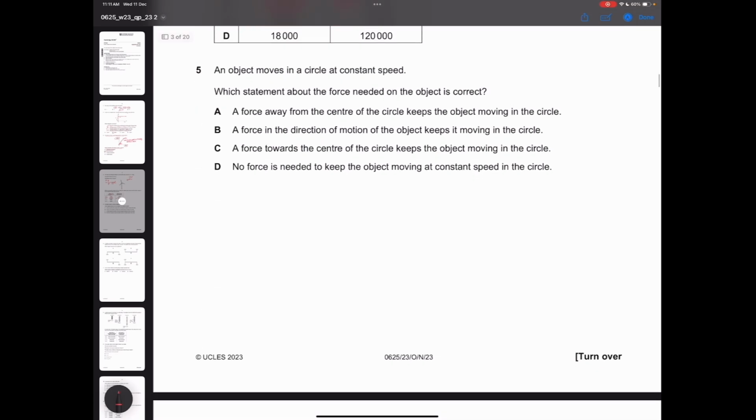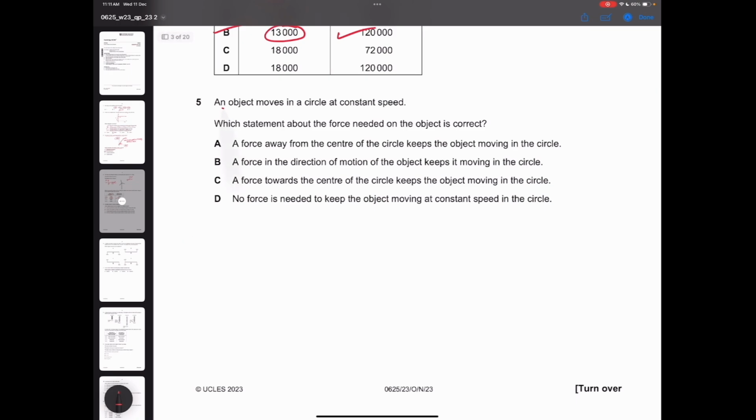Now, fifth question. An object is moving in a circle at constant speed. Whenever you hear this, moving in a circle at constant speed, it should be clear in your mind that they might be asking something related to centripetal force. And centripetal force is the force which acts towards the center of the circle, and it keeps the object moving in the circle. The planets are revolving around the sun in a nearly circular motion. Why is that? Because the gravitational force is acting as a centripetal force there.